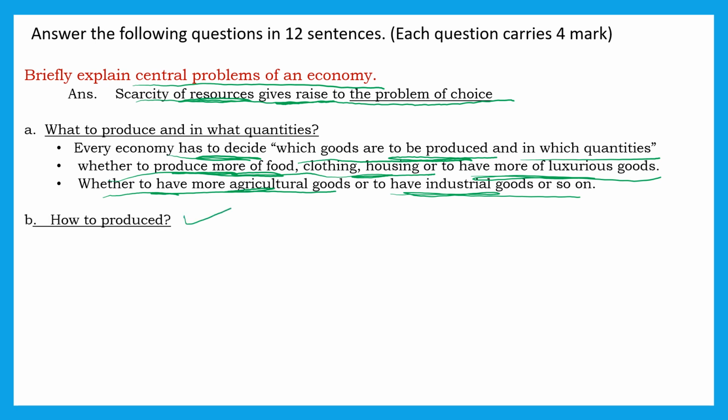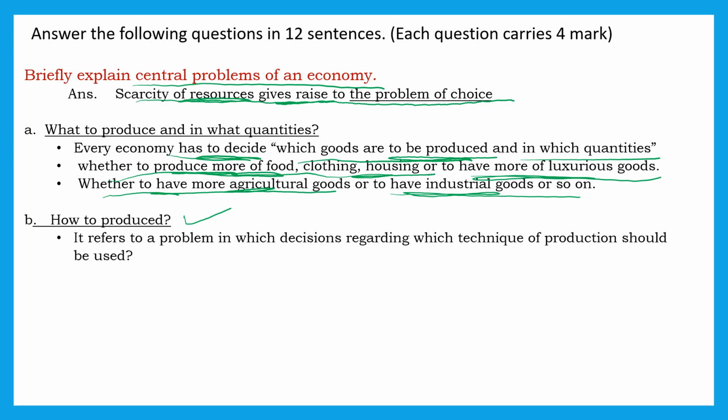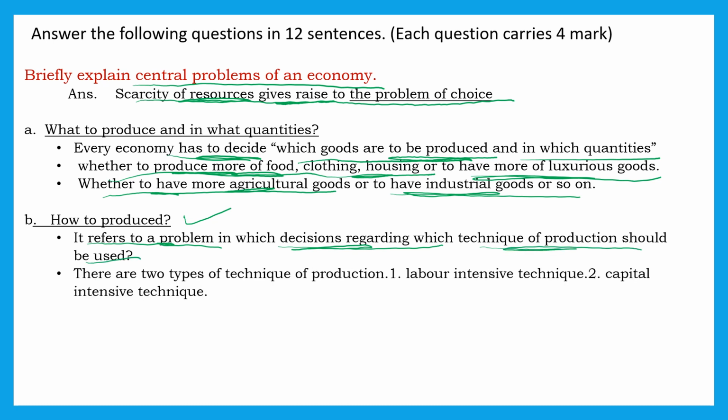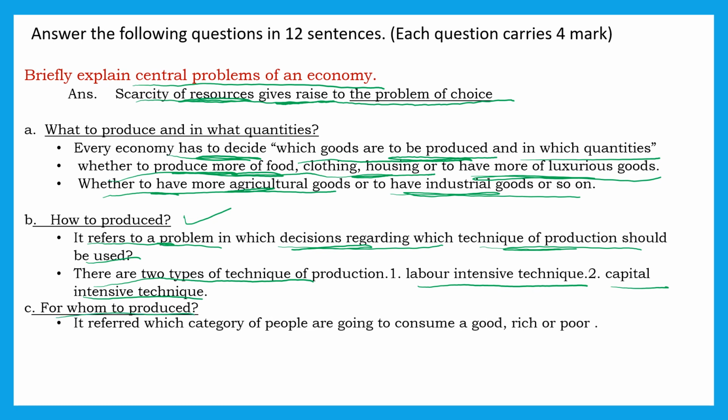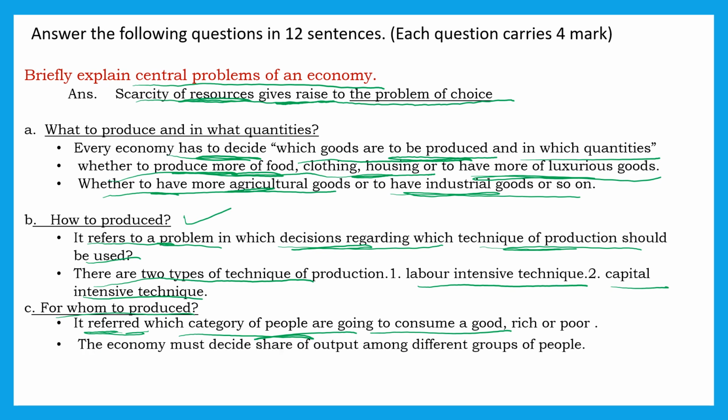How to produce. The second one is how to produce. It refers to the problem in which decisions are made regarding which techniques of production should be used. There are two types of techniques of production, labor intensive technique and capital intensive technique. For whom to produce? It refers to which category of people are going to consume a good, rich or poor. The economy must decide the share of output among different groups of people.